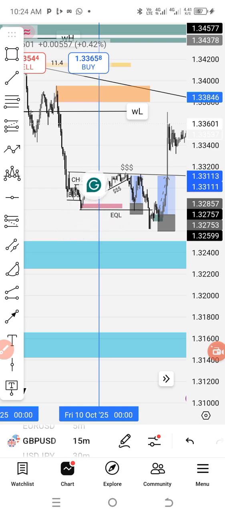I don't need to buy at this level because I trade smart money concept. So I will wait for a clear break of structure before I set my trap. The price moves up again, comes here, and you can see it has created a change of character. So now I have to map out my order block here, waiting for price to come down.